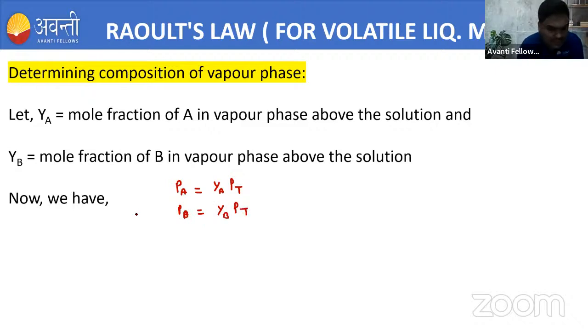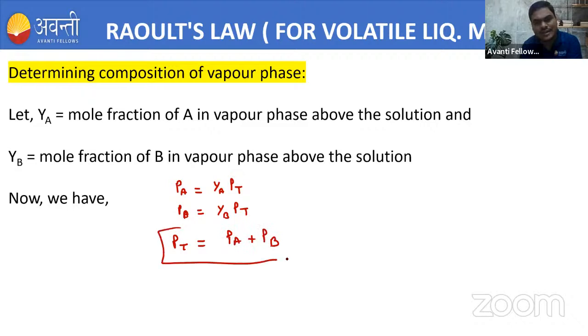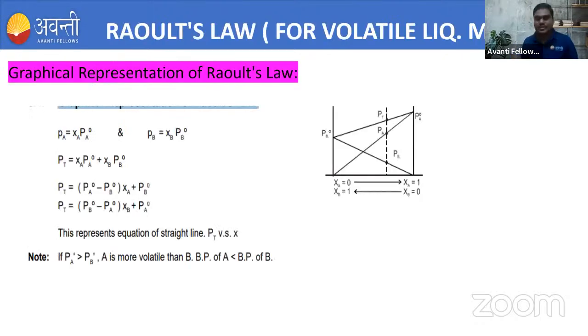Okay, so what is the total pressure? Can you calculate the total pressure? Just like before, we can also calculate this as PA plus PB. Just put the values and you'll get this. So this is how you calculate in case of vapor pressure as well. Just remember, in terms of XA and XB, we are using YA and YB in this case. So this is all about the determination of composition in the vapor phase.